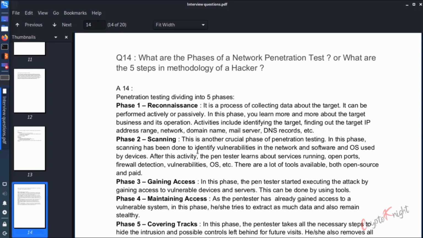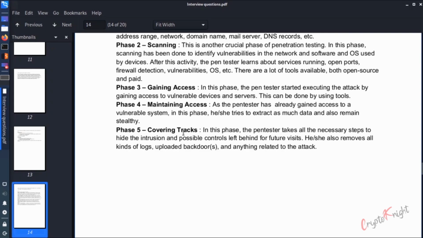Fourth point is, after we have the access, now we want to maintain the access, because sometimes it can happen that services can crash and we can lose our access. So in this phase, the pen tester tries to extract as much data as he can and also remain stealthy. That means hidden while maintaining the access. The last phase is covering tracks.